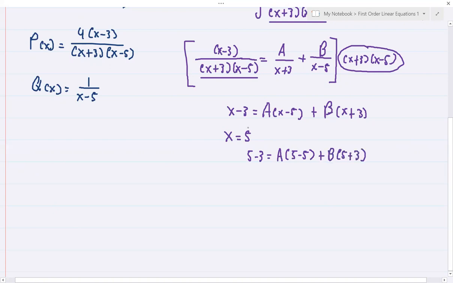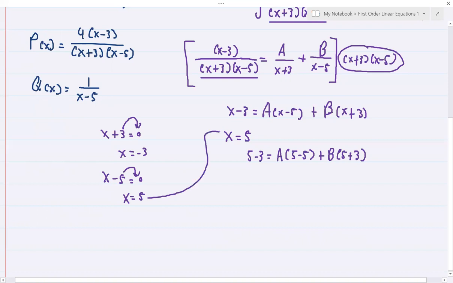So how did I get 5? Right, in your denominator or your factors, we have x plus 3 and x minus 5. So I want you to find the x for this one. Transpose 3 to the right, we will have negative 3. And transpose negative 5 to the right, we will have 5. So we will have 2 x's.